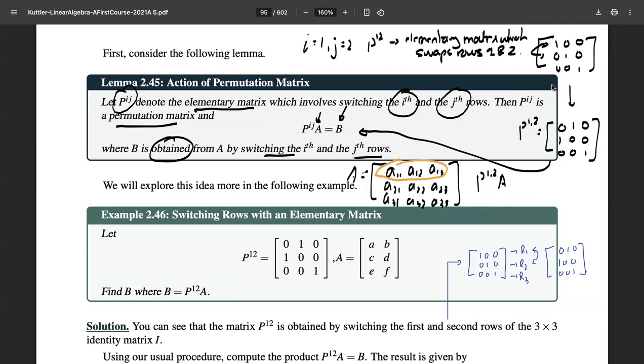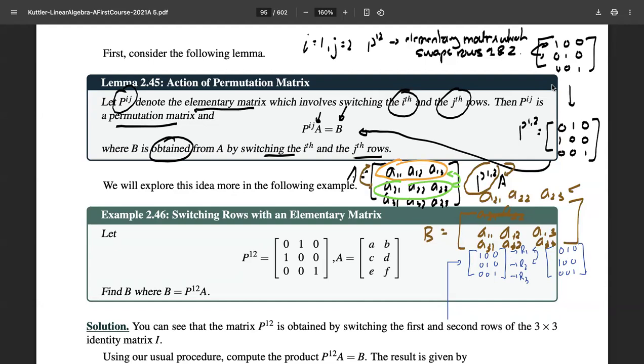these two rows. So if I call that matrix B, A21, A22, A23, A11, so this is my first row, this is my second row, because I swapped the original rows 1 and 2, right? So if I multiply matrix P12 to A, that is equivalent to me just directly swapping rows 1 and 2. That is what lemma 2.45 tells us.